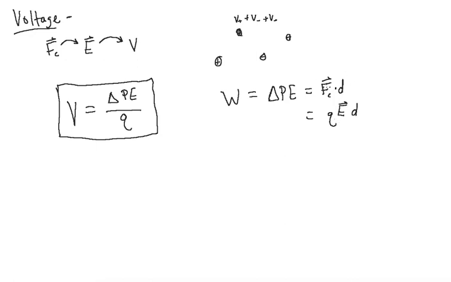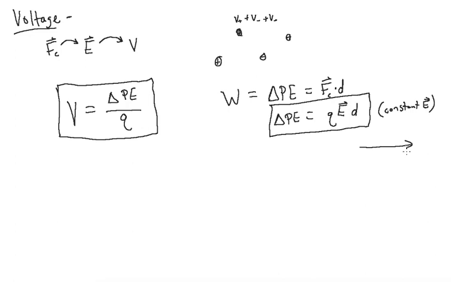That's how this one works for constant force. So a constant electric field, so this is with a constant E field, right? It's uniform, it's constant everywhere. We can then just say the change in potential energy is Q times E times D. All right? And so what I mean by that is you'd have some electric field like this.